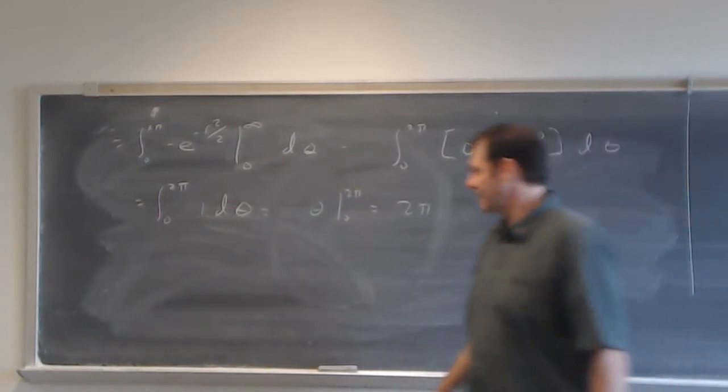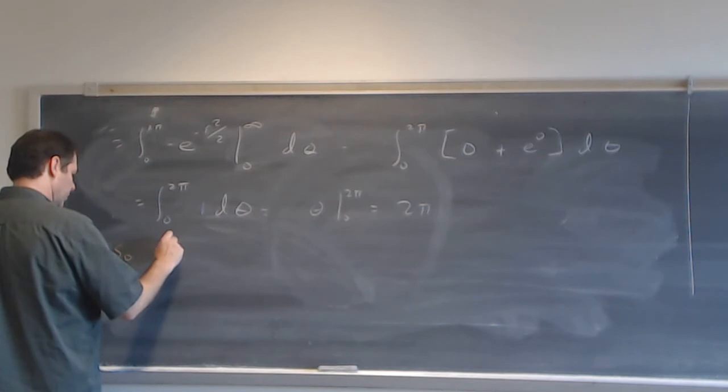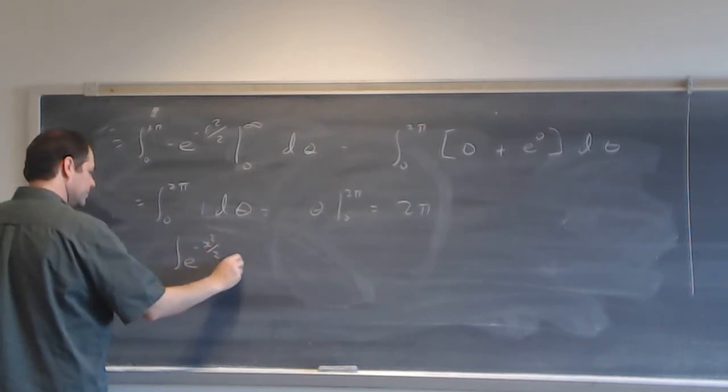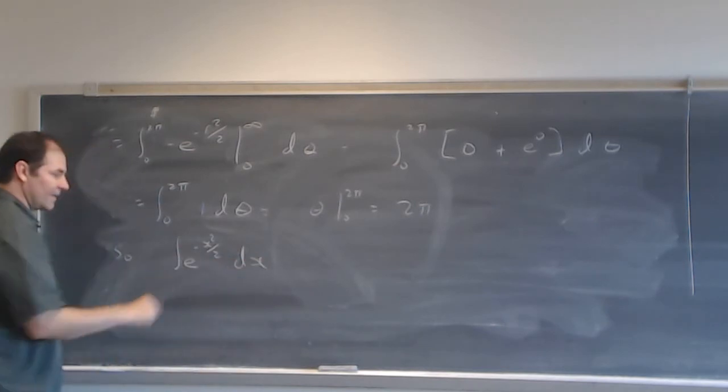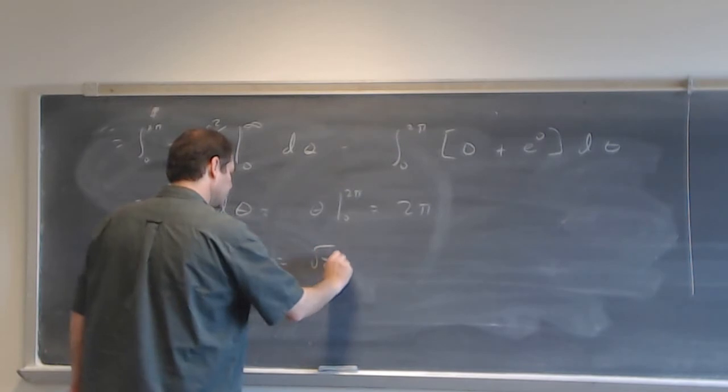So what I just found is that the integral of e to the minus x squared over 2 dx, since I had this guy being squared, is equal to the square root of 2 pi.